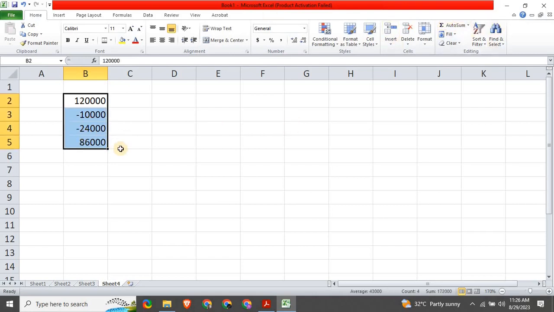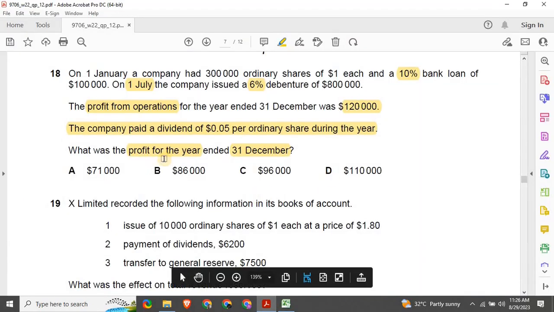So now the total profit for the year is 86,000. 86,000, option B is the correct answer.